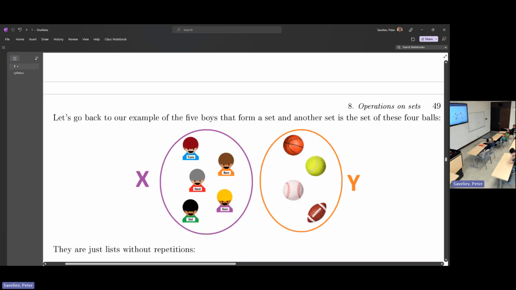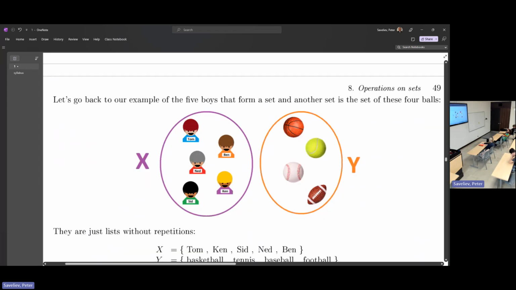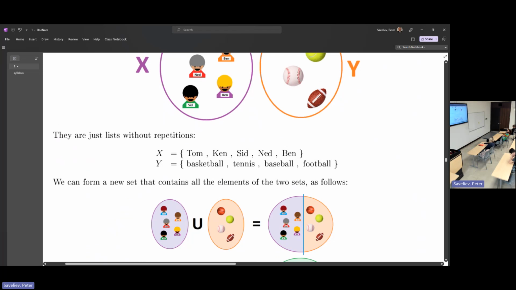So, intersections and unions. These two sets don't overlap, because no ball is a boy and no boy is a ball. So there is no intersection to worry about. But the union, you can create a union.